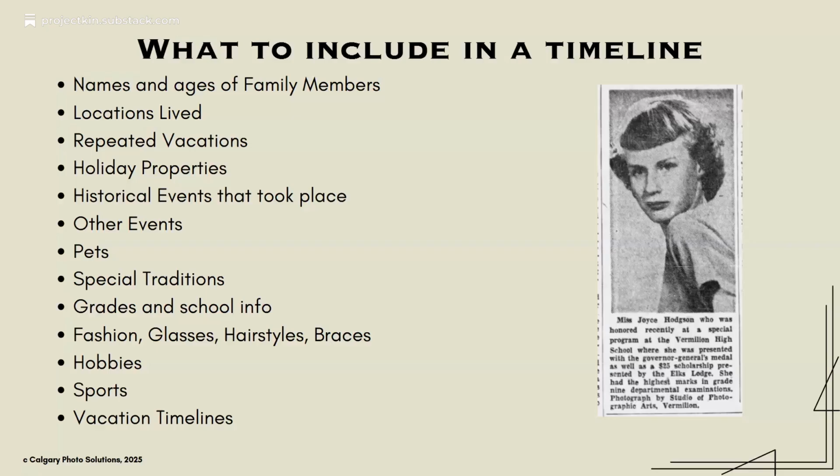But some of the things that you might want to put on the timeline: names and ages of family members, where people lived. A location timeline can be very helpful. Places where they took very repeated vacations, the dates they took all these vacations to somewhere. Holiday properties, and I use that in a loose term. I have family with a cabin, and we've gone up to their cabin almost every year. We always went with my mom. And so listing the dates, that's in a lot of pictures.